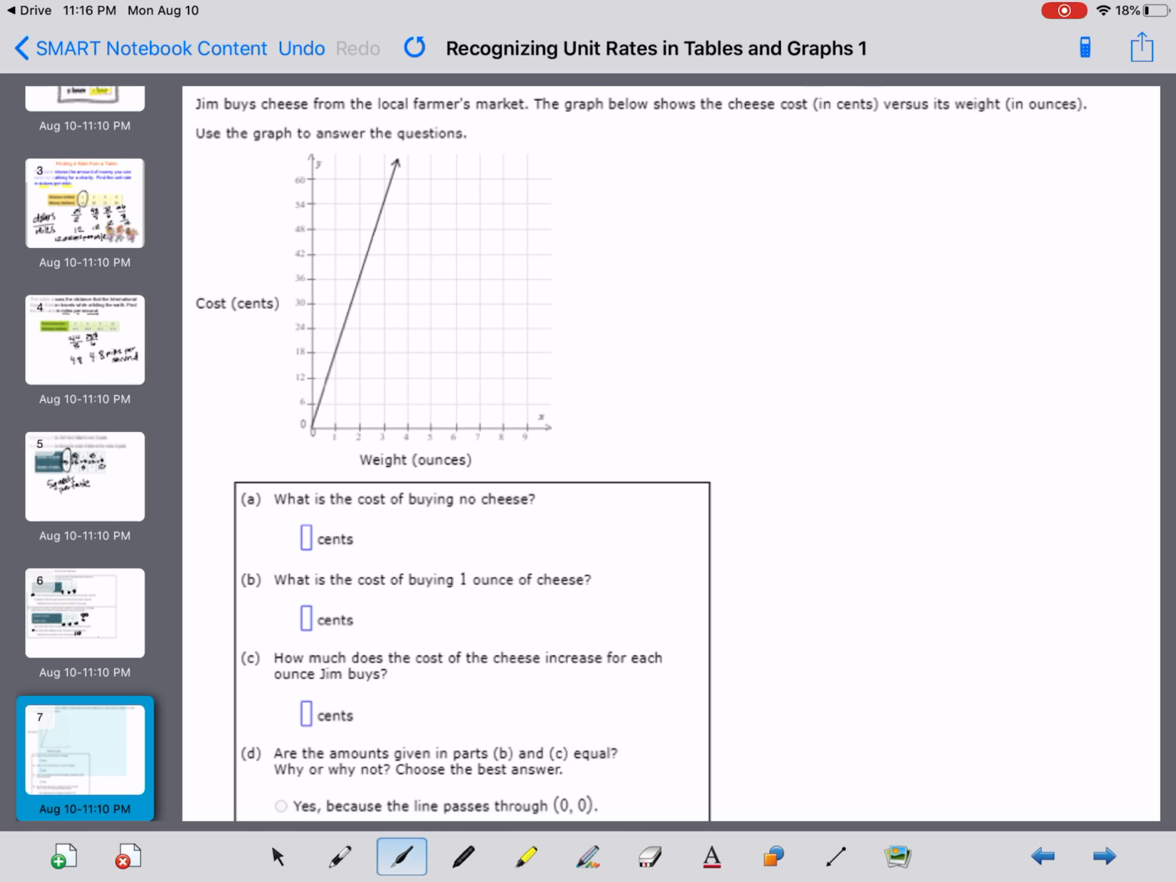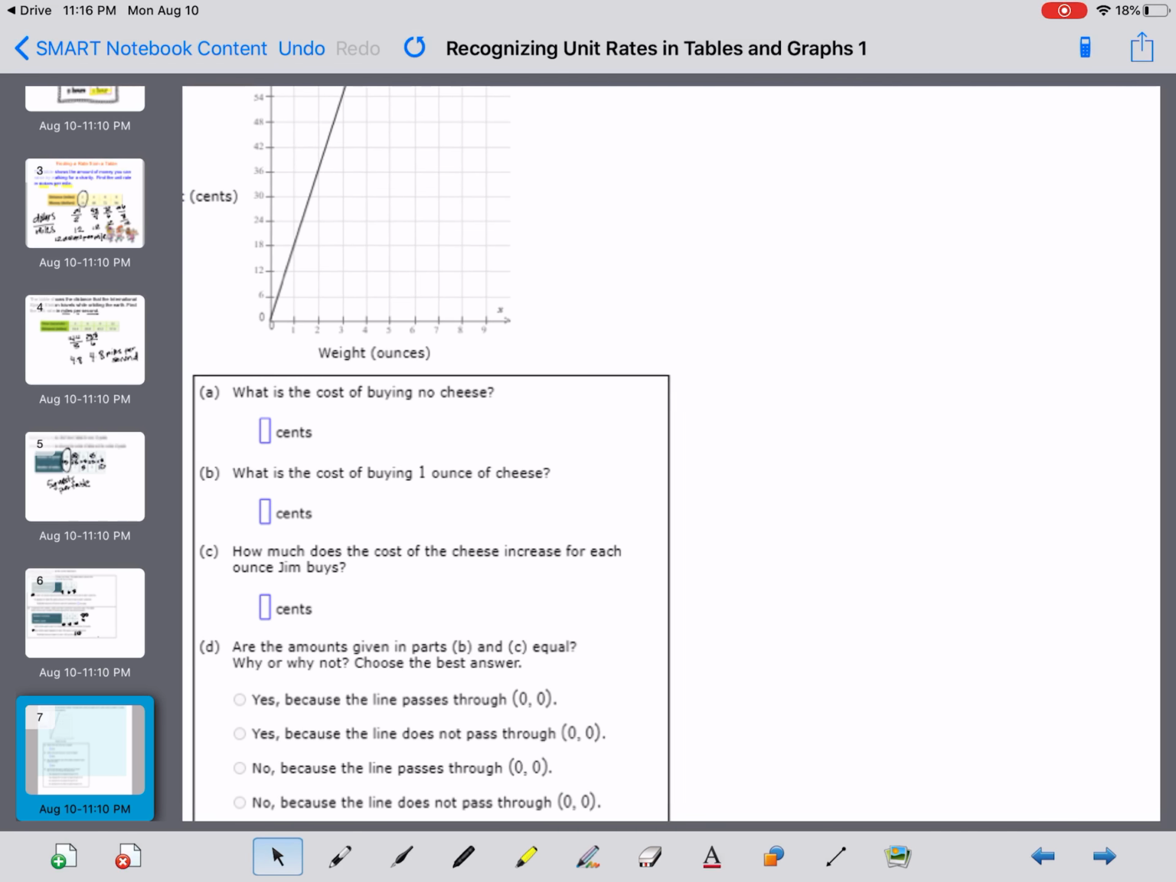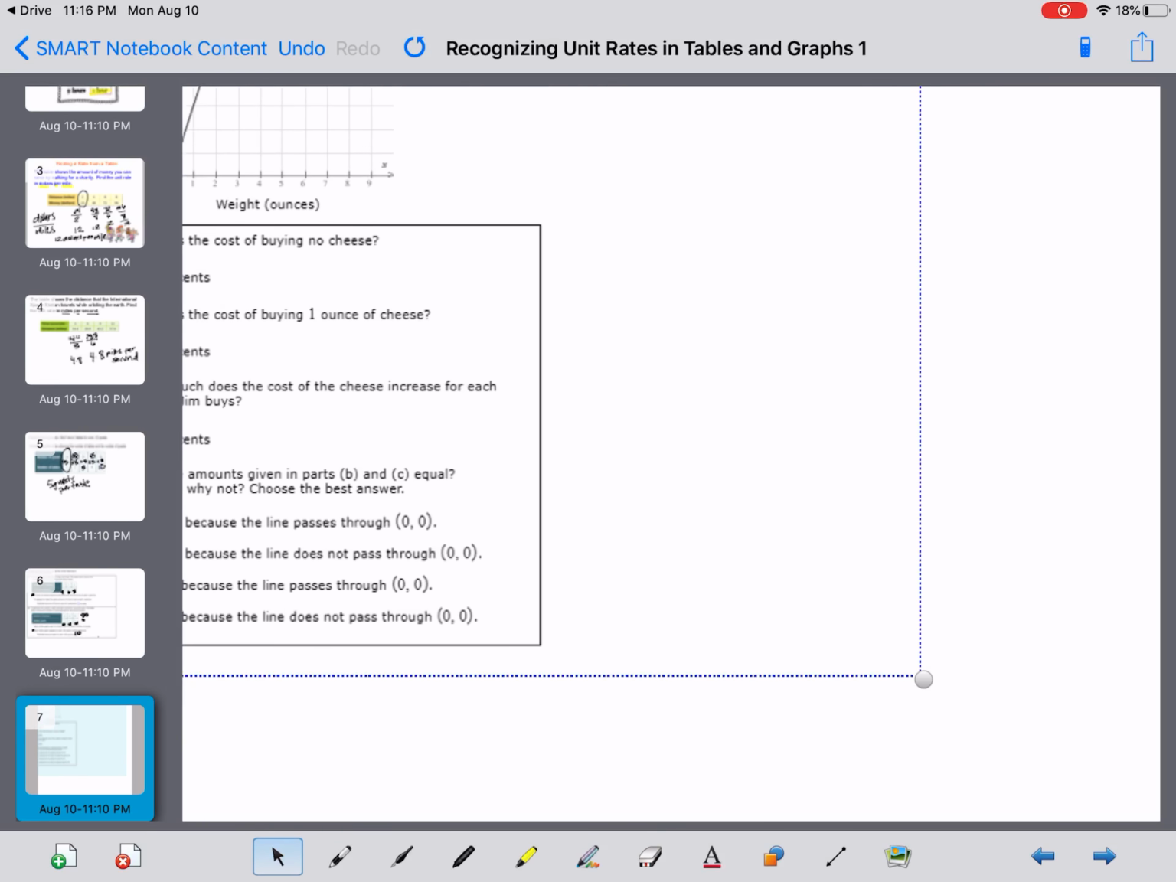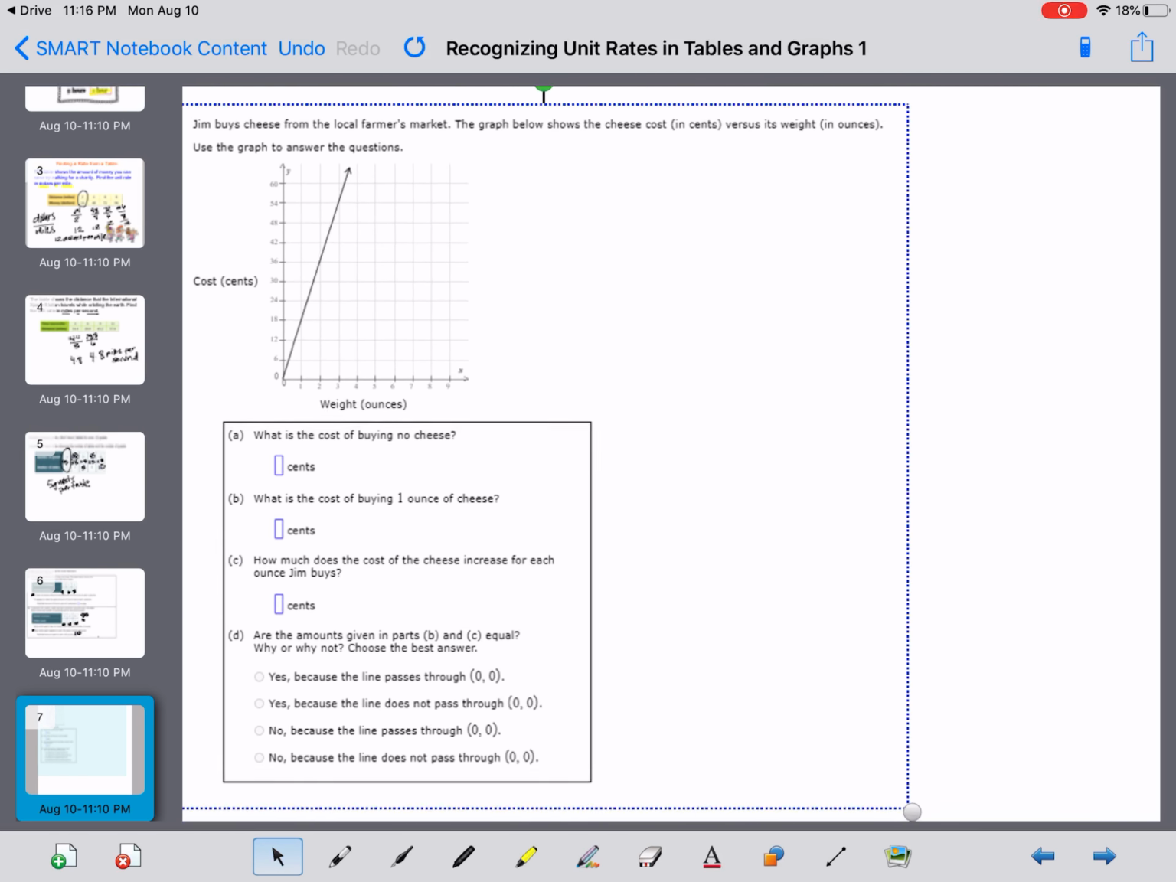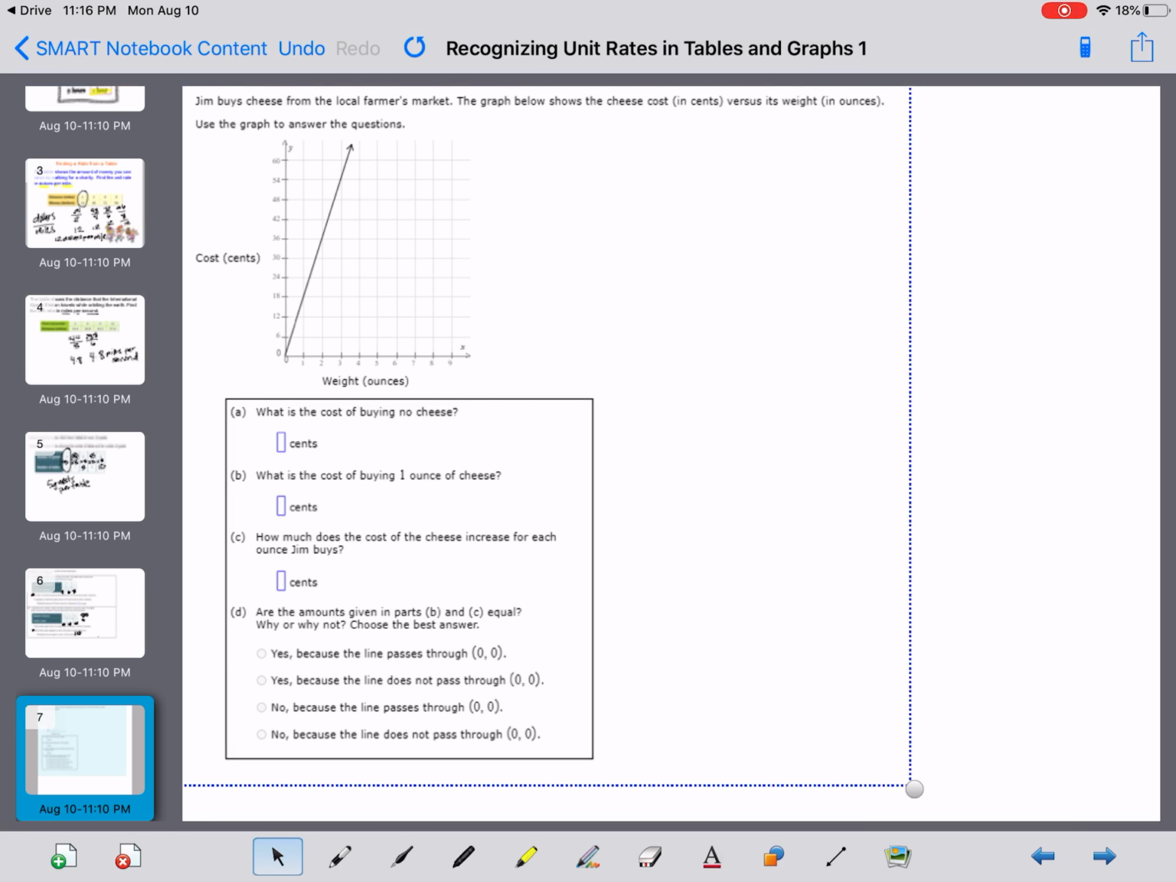Okay, so this one can be a little bit confusing. And I think it's down here off the page, so I think we're going to have to make this a little bit smaller. There we go. Jim buys cheese from a local farmer's market. The graph below shows the cheese cost in cents versus its weight in ounces. Use the graph to answer the question.